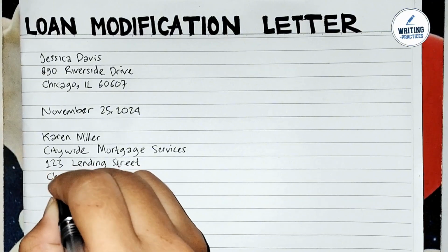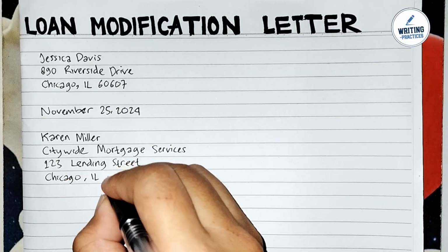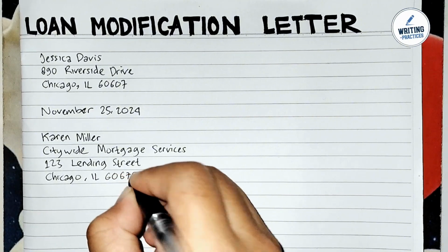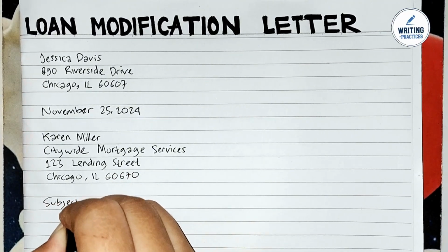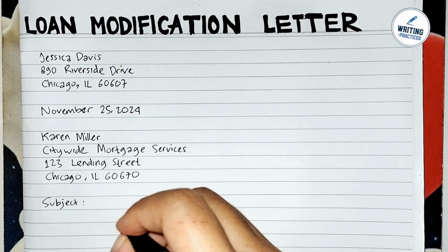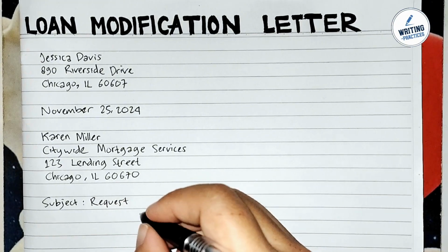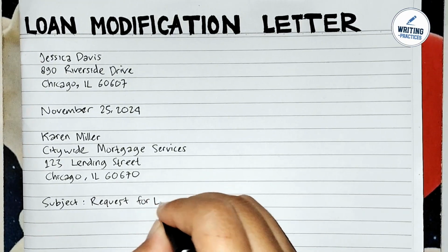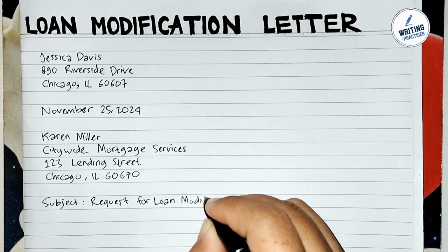For the next, write the recipient's information. You can start with their full name. Under it, write their occupation in the organization. If you have no idea, it is okay to directly write the name of the organization or company. In this case is Citywide Mortgage Services. Under it, write the full address of the company or organization. Include the number, street name, city, state, and zip code.